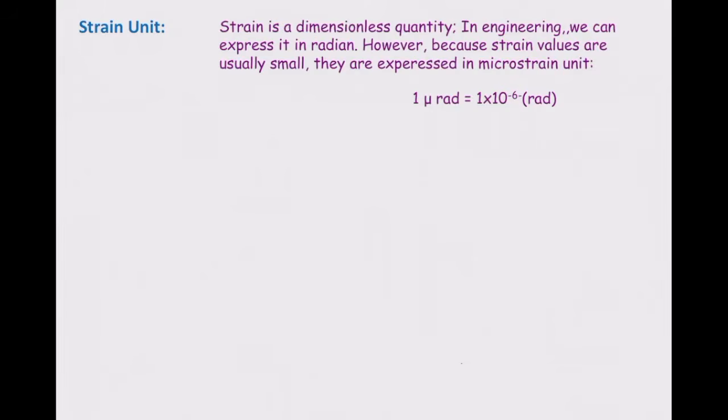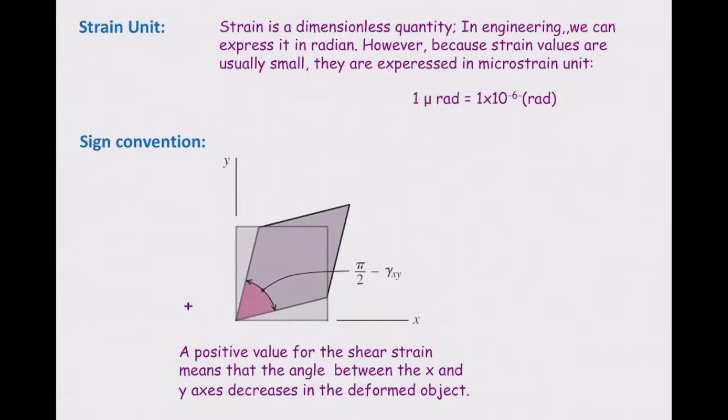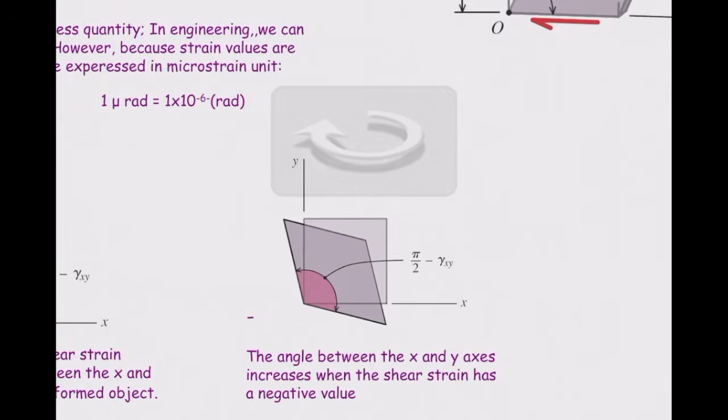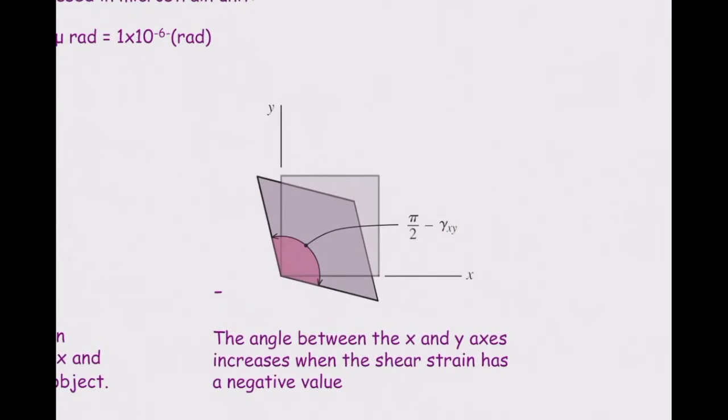The next thing to be considered here is the sign convention. We need to define what is positive shear strain and what is negative shear strain. Consider this element which is deformed after applying the shear stresses. The positive value for the shear strain means that the angle between the axes x and y decreases in the deformed object. Similarly, the negative shear strain means that the angle increases after applying the deformation.